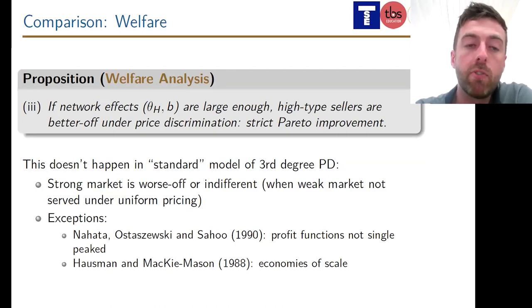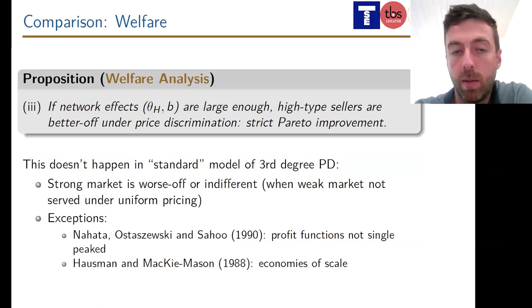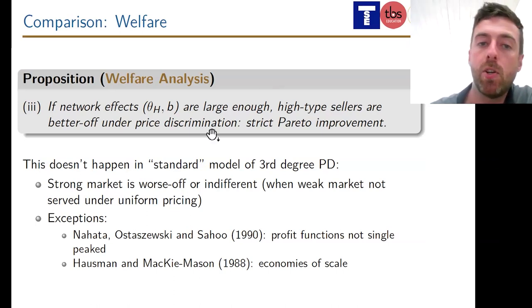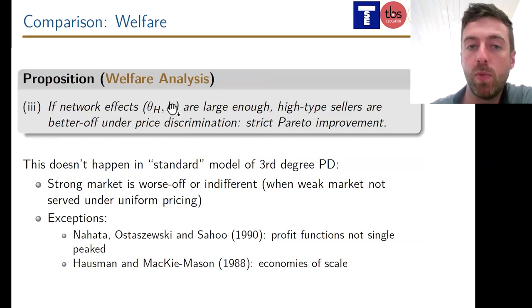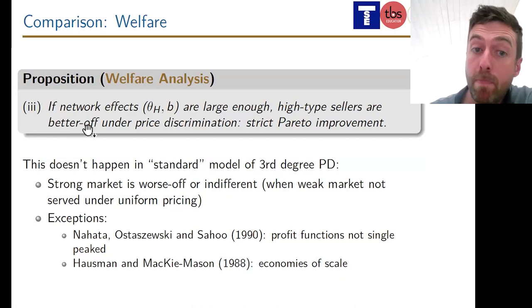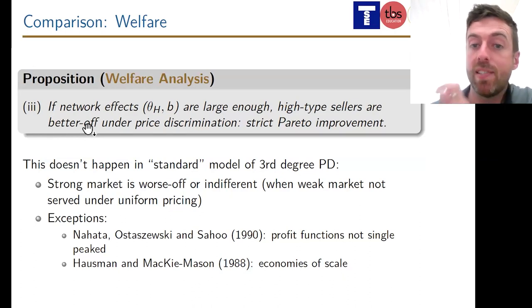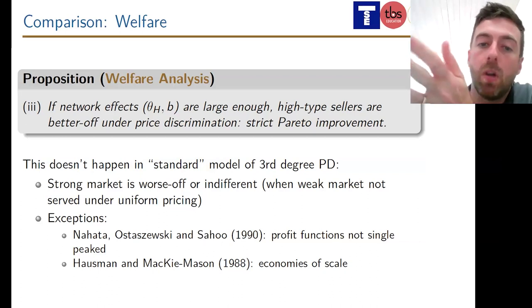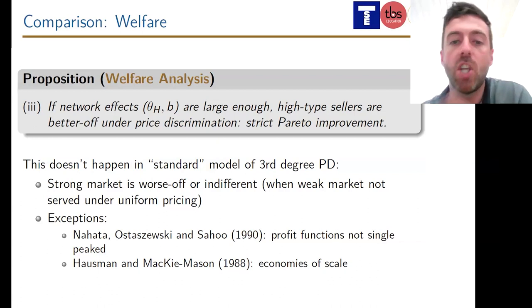Now, another striking result that we have is that provided that the network effects, precisely how much the high type sellers value each buyer and how much the buyers value sellers, provided these two parameters are large enough, then the high type sellers are going to be better off under price discrimination. So this means that in that case, we would have a strict Pareto improvement. And this generally doesn't happen in a standard model of third degree price discrimination. In general, consumers in the strong market end up paying a higher price. And so they are either worse off or, when the price doesn't change, they are indifferent.